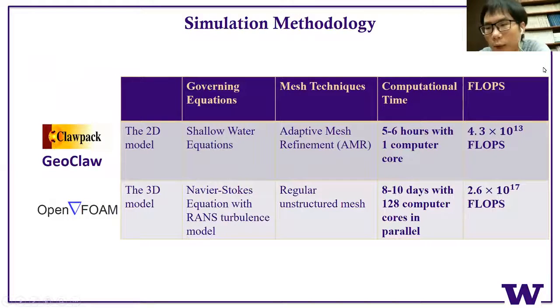In the last column, I roughly evaluated the number of floating point operations in both models. And you can see that in terms of floating point operations, the 3D model can be 10,000 times more expensive than the 2D model.